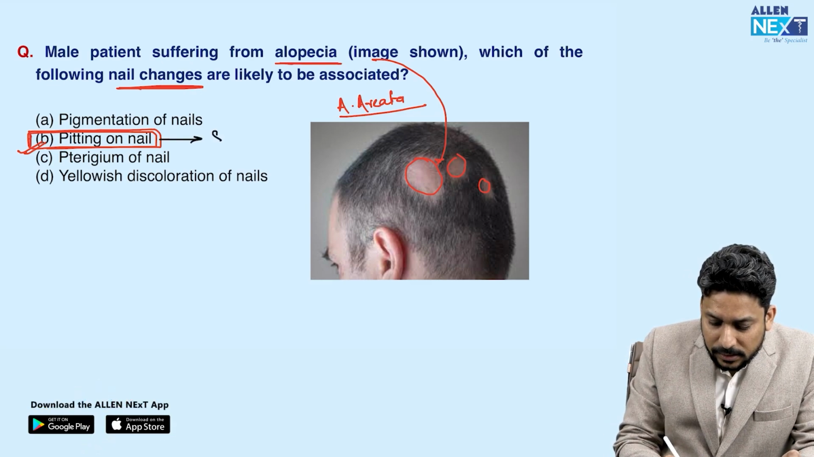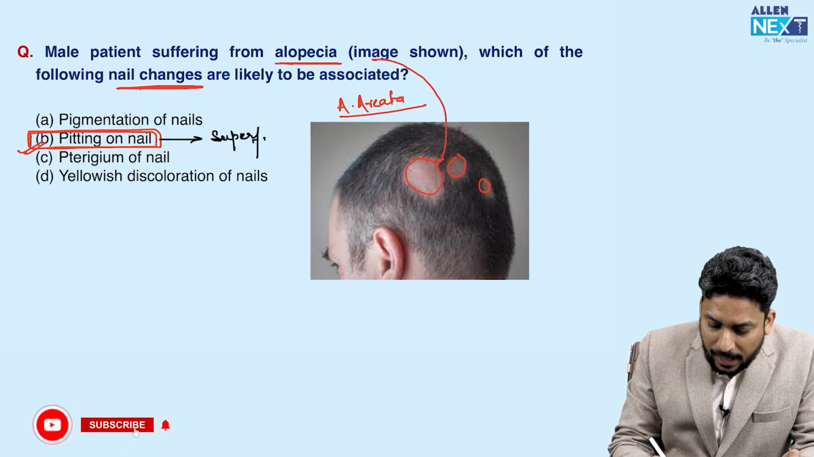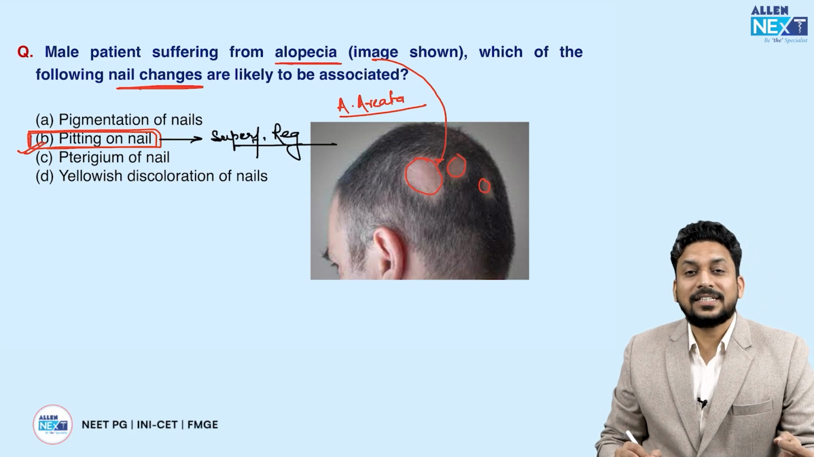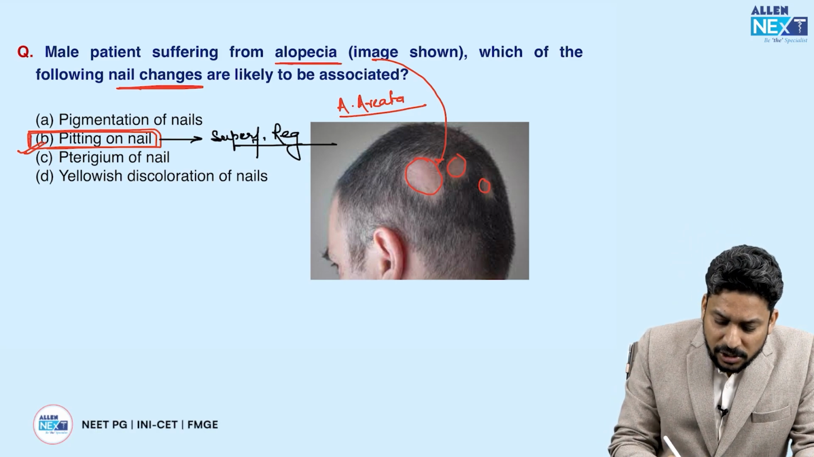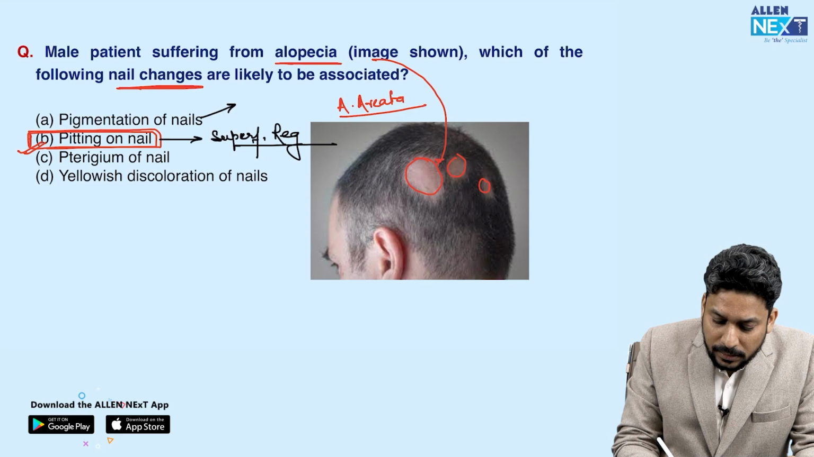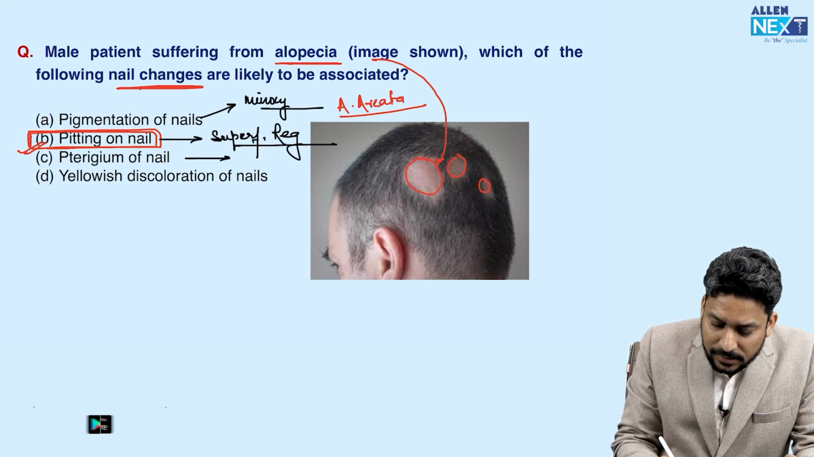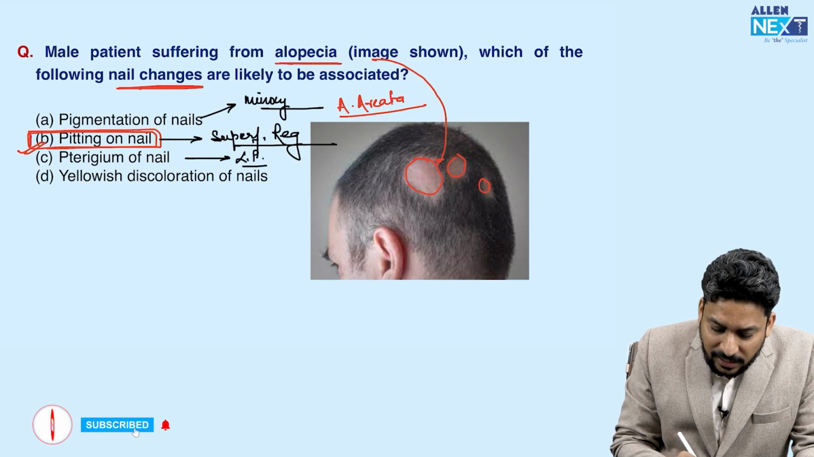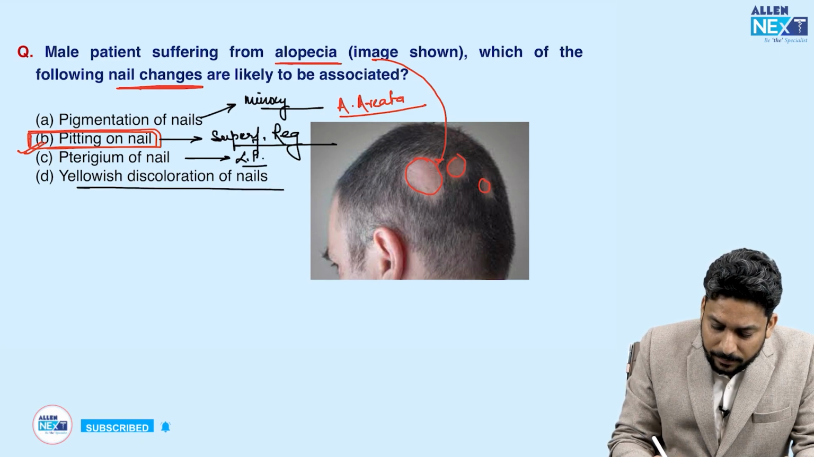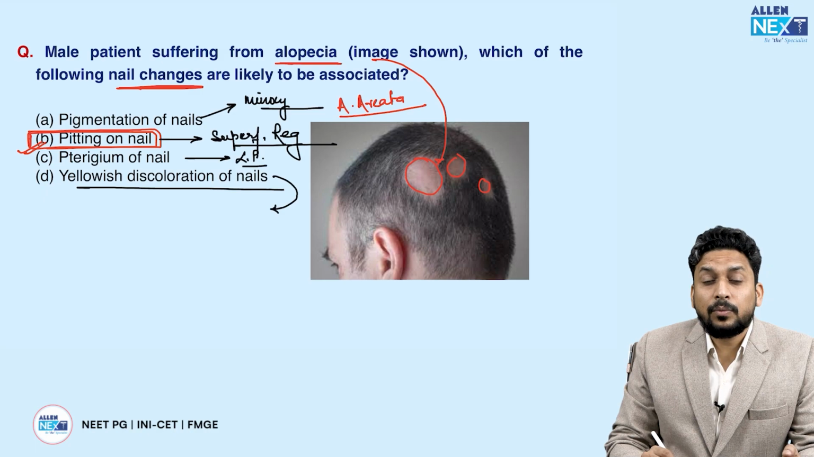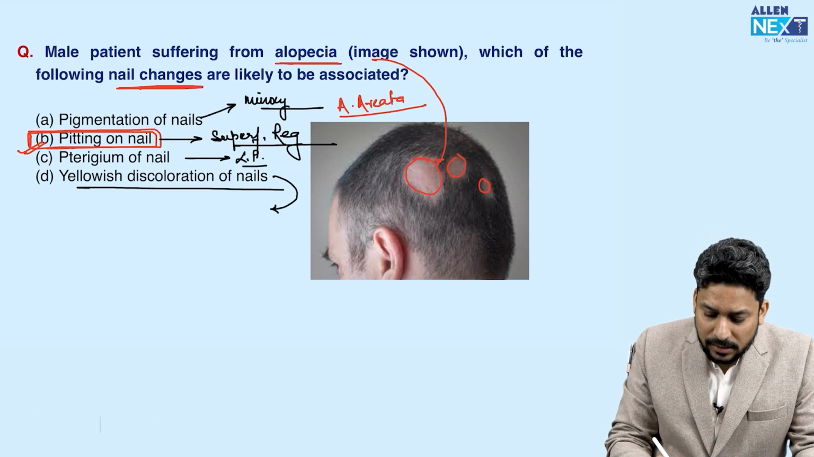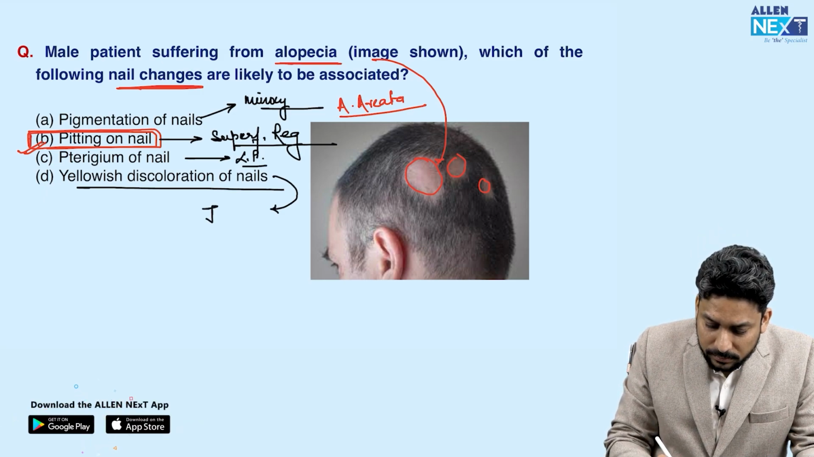This pitting is superficial and regular, while in psoriasis it is irregular and deep. Pigmentation of the nail can be seen with minocycline. Pterygium of the nail is seen in lichen planus, while yellowish discoloration of the nail can be seen with underlying systemic conditions like jaundice, that is, liver disorders.